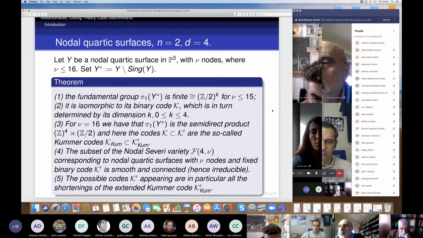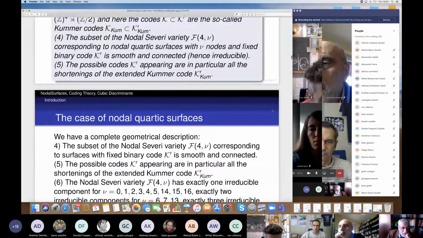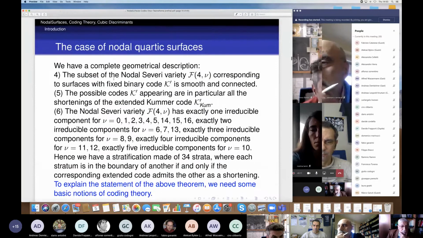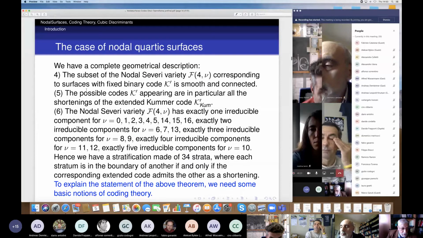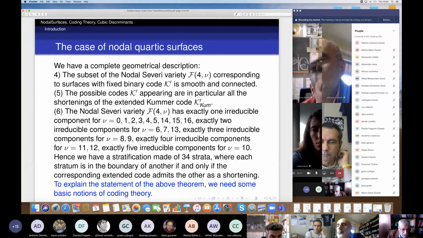something disappeared. Okay, let me repeat. We have a complete geometrical description. The subset of the nodal Severi variety corresponding to surfaces with fixed binary code is smooth and connected. The possible codes appearing are exactly all the shortenings of the extended Kummer code.